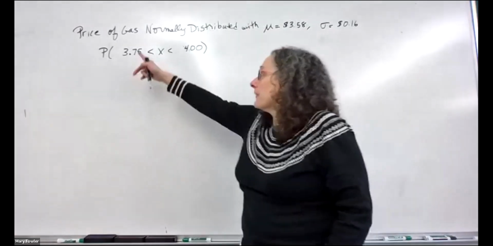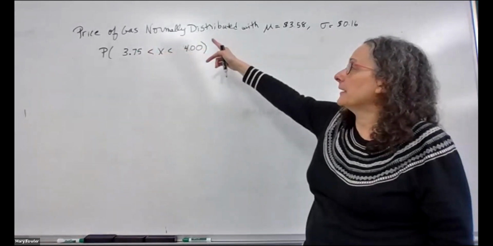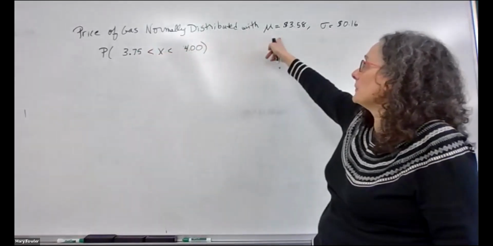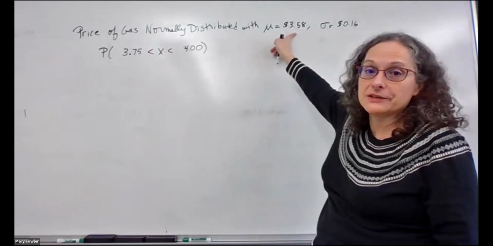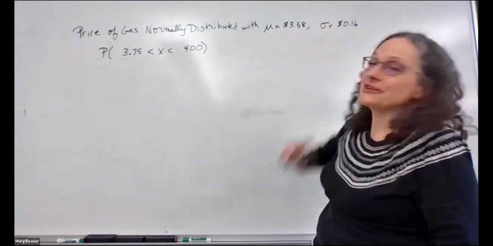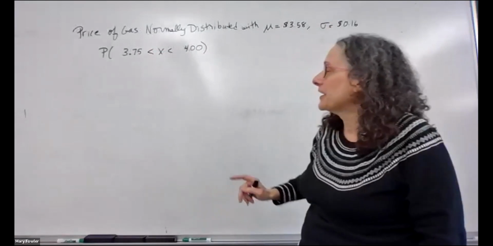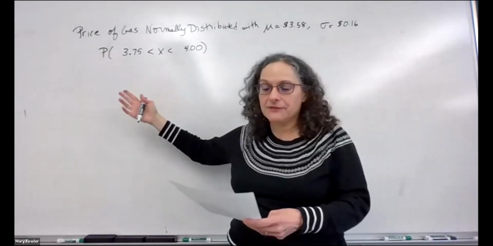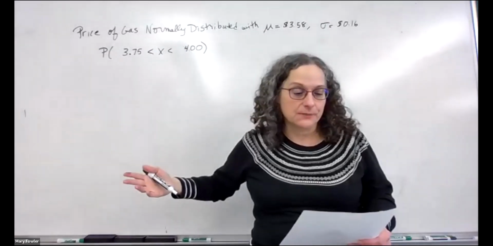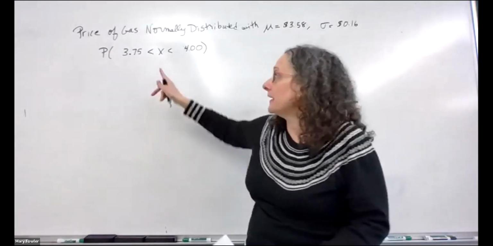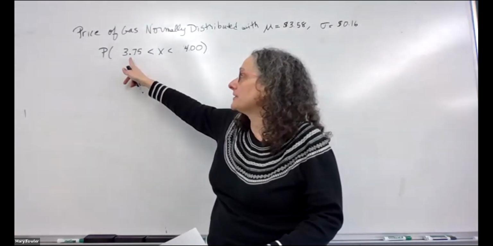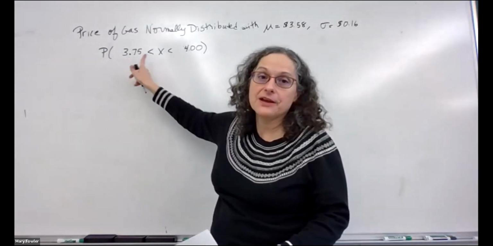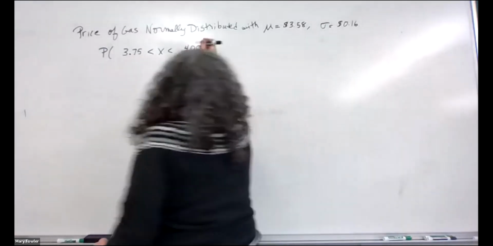So we have the price of gas in Massachusetts is normally distributed with a mean of $3.58 and a standard deviation of 16 cents. And we're looking for, if a gas station is chosen at random, the probability that the price of gas is between $3.75 and $4.